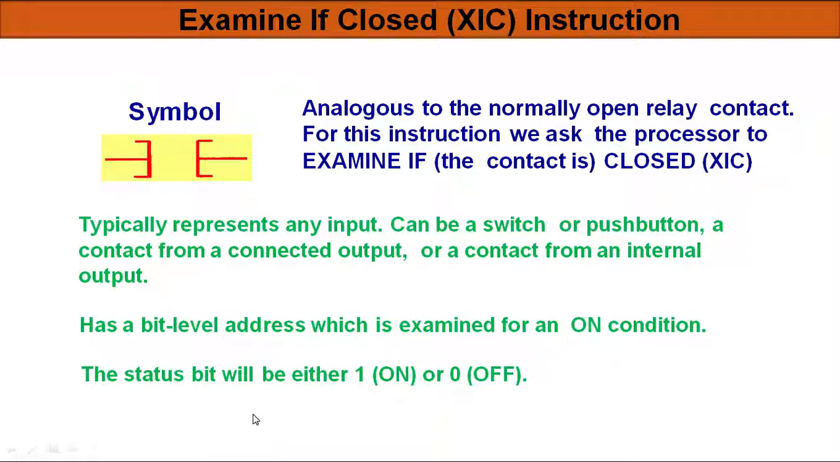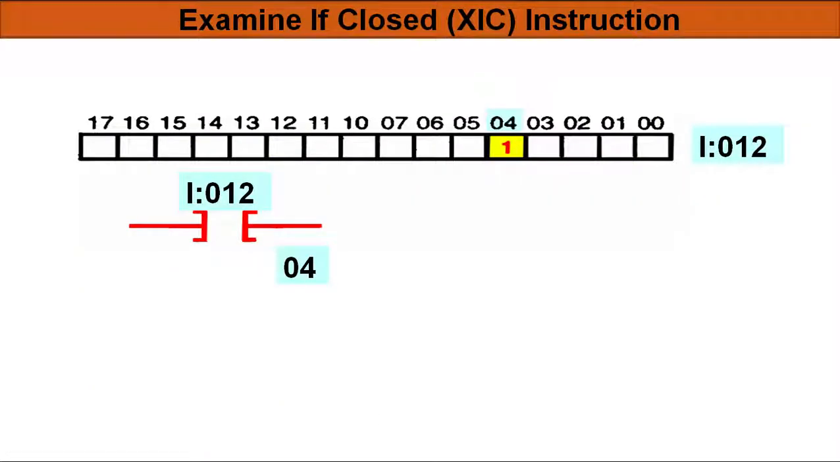The stated bit will be either 1 or 0. This is how the examine if closed instruction looks. This is I012. You will find this is I012.